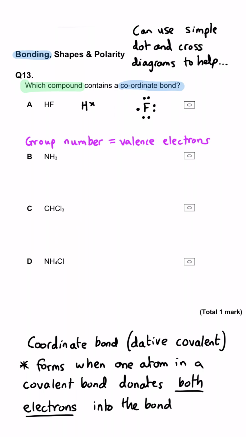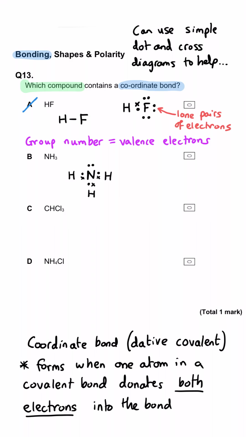group 7. They each need one extra electron, so they share one each in a normal covalent bond. And so no coordinate bond in A. In ammonia, NH3, nitrogen is in group 5 and so needs 3 more electrons to fill its outer shell. Hydrogen again needs one extra electron, and so 3 normal covalent bonds form, giving nitrogen its 8 with one lone pair and hydrogen its 2. So again, no coordinate bond here.